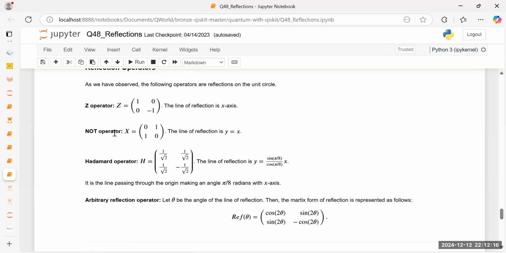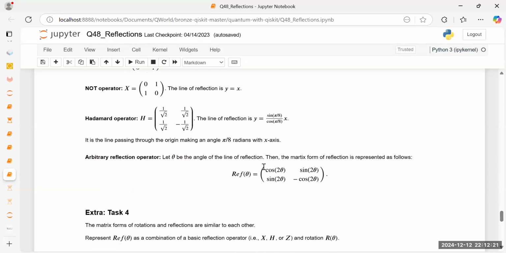So the X gate or the NOT operator is also a reflection operator. And this is the matrix for our reflection operator. Theta here is what we use to specify our line of reflection.